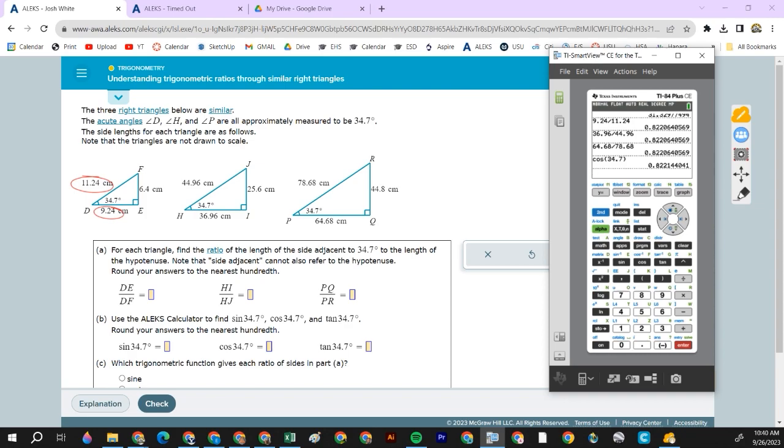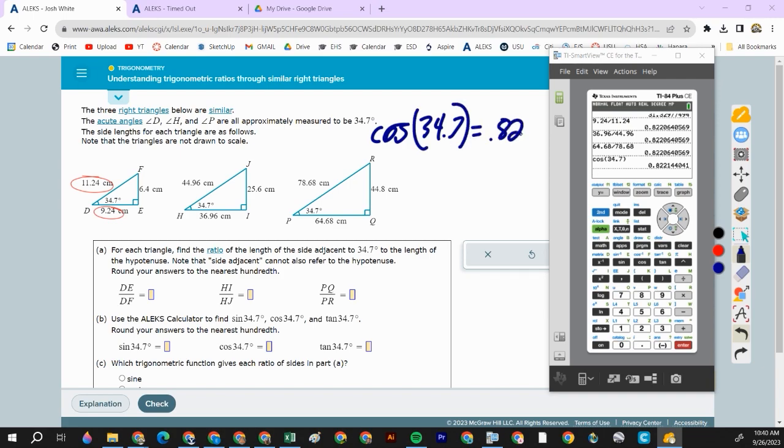So that ratio, the cosine of 34.7, is equal to 0.822, no matter how big the triangle is. That's what a trig ratio tells you. That angle, 34.7, will always build a ratio of the A side divided by the H side of 0.822, no matter how big the triangle is. So every single triangle with this angle will give the same trig ratio. Always. That's what trigonometry does.